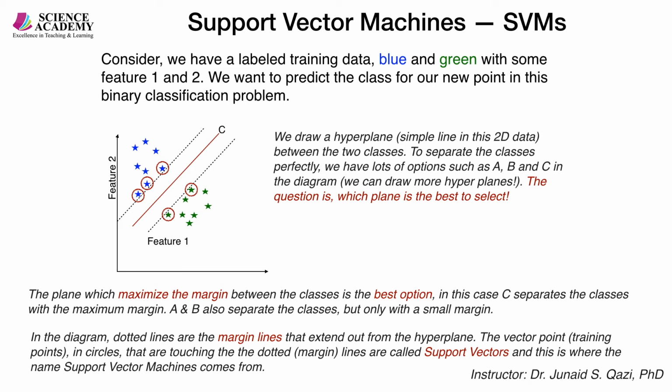So now we have seen that we can separate these two classes in this linear classification type of problem using a simple line between these two classes, which is actually maximizing the margin.